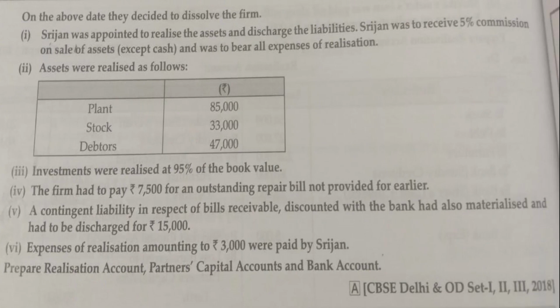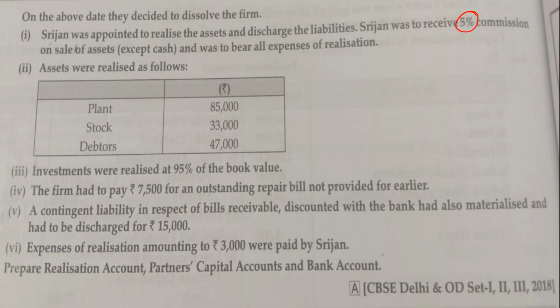Let's look at the additional information given. On the above date, they decided to dissolve the firm. Srijan was appointed to realize the assets and discharge liabilities, and Srijan was to receive 5% commission on sale of assets except cash and was to bear all the expense of realization. So here, Srijan is to be given a commission, which you have to remember to calculate once you have recorded all the assets realized except cash on the credit side of realization account. On that amount, you calculate 5% and put it on the debit side of realization account as realization account debit to Srijan's capital account for the commission given to the partner.